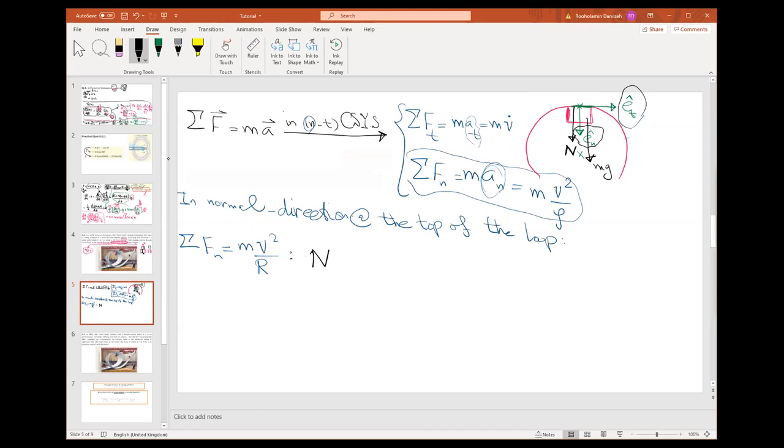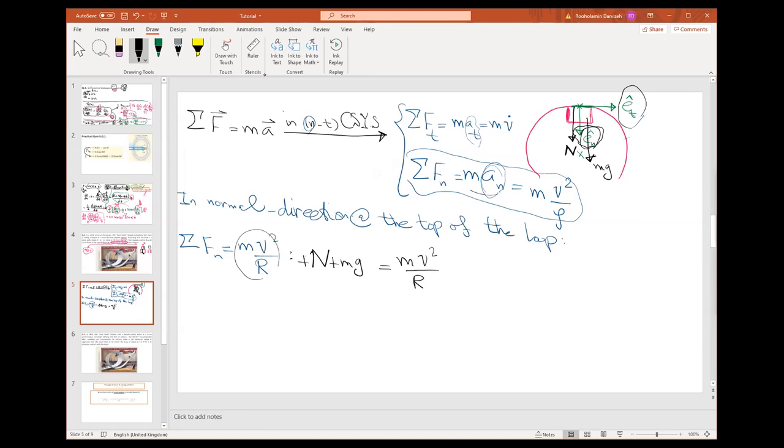Positive or negative? Positive, because it's in the same direction as e hat n. And we know the surface always applies a force perpendicular to the surface of contact. It is downward, and mg is also downward, so positive. Do I have any other forces in the normal direction? No. Then the whole thing equals m a n, which is m v squared over rho.